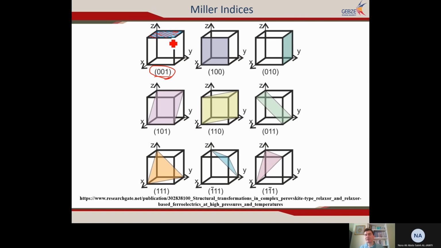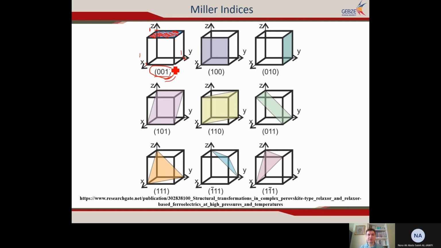Do you remember how to determine Miller indices? Yes, I know it. Okay, let me show you only one, and then let me continue. So here, for example, how to write this surface. Let's consider that this is unit cell, and x is 1, and y is also 1, and z is also 1.